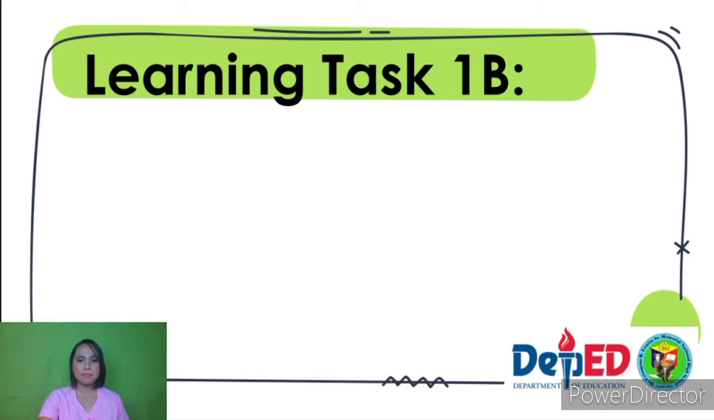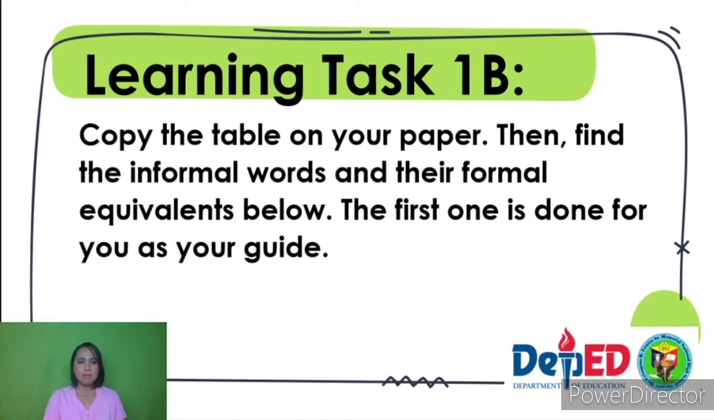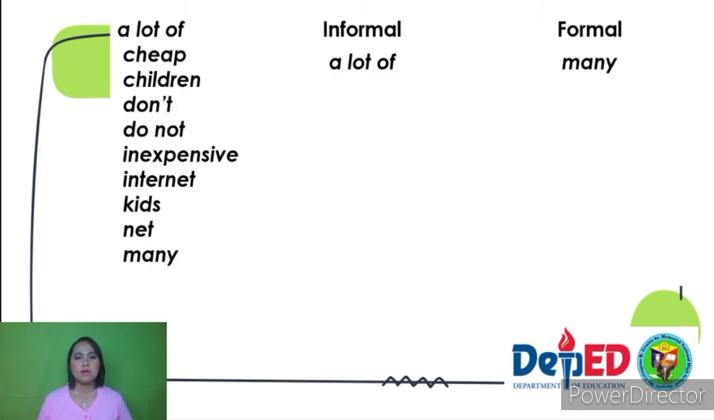Learning Task 1B. Copy the table on your paper, then find the informal words and their formal equivalents below. The first one is done for you as your guide. So here are the choices: a lot of, cheap, children, don't, do not, inexpensive, internet, kids, net, many. So the first one is done for you. A lot of falls under the informal category and many falls into the formal category.